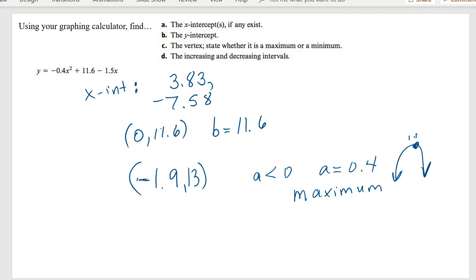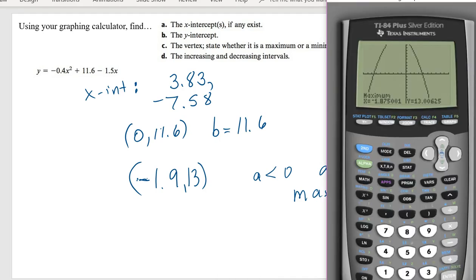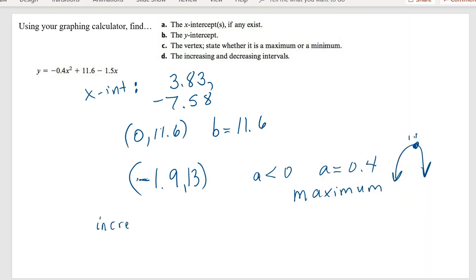Okay, part D asks for the increasing and decreasing intervals. So let's just do a little quick sketch of what this looks like. Actually, we'll use our graphing calculator. We can see that we're going uphill to the vertex and then downhill from the vertex. So we know that we're going to be increasing from negative infinity to negative 1.9. Now, we're neither increasing nor decreasing at the endpoint, the mountaintop or the valley. And we're going to be decreasing on the other side.